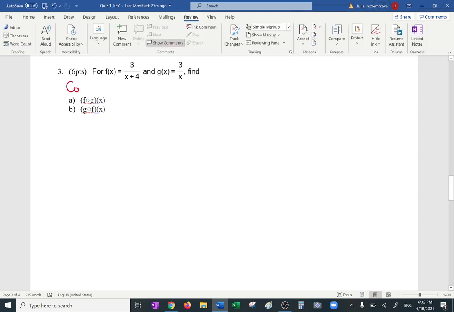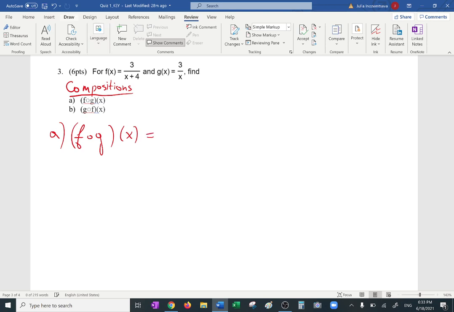Composition of functions. We're given two functions, f of x and g of x, and we're asked to find two types of compositions. A, f composition g of x.